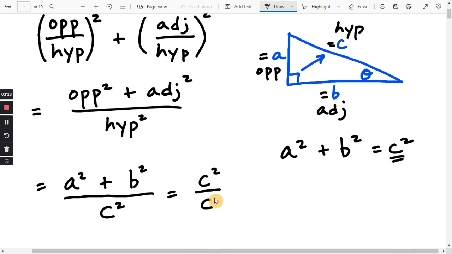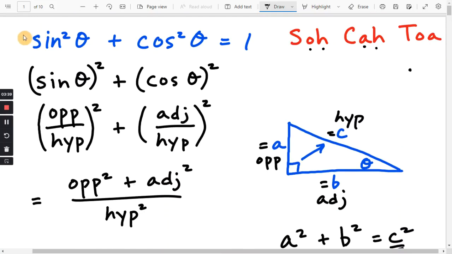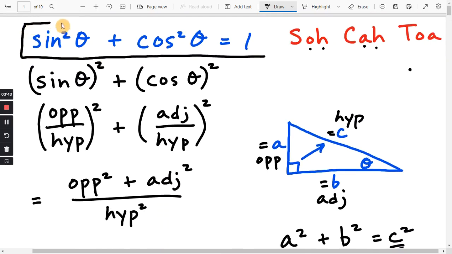And C squared is divided by C squared. As long as C is not 0, and we know it's not 0 because it's a side length, that's going to equal 1. All right, so the original statement, sine squared plus cosine squared of an angle theta equals 1.